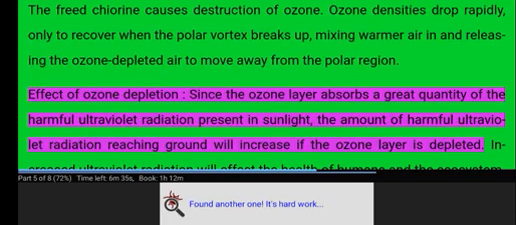Effect of ozone depletion. Since the ozone layer absorbs a great quantity of the harmful ultraviolet radiation present in sunlight, the amount of harmful ultraviolet radiation reaching the ground will increase if the ozone layer is depleted. Increased ultraviolet radiation will affect the health of humans and the ecosystem. Ultraviolet exposure can cause skin cancer, cataracts, and impaired immune systems, as well as a loss of balance in the vegetation and hydrosphere ecosystems.